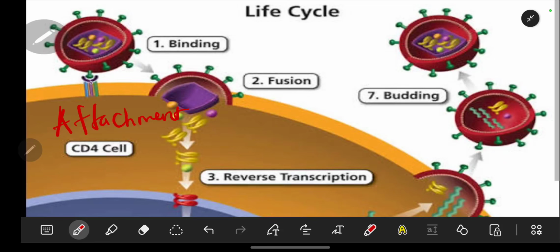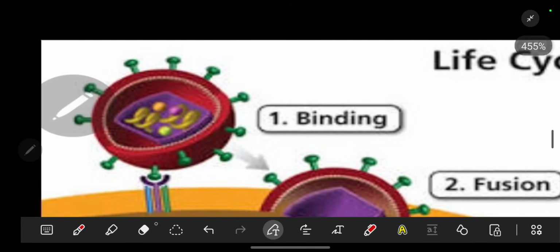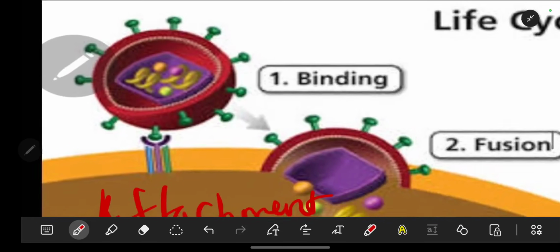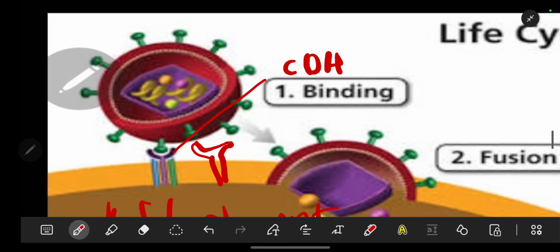So as you can see, this is the virus. Now this virus attaches to the receptor. This is the receptor. Now this receptor is what we are going to call the CD4, the cluster of differentiation.